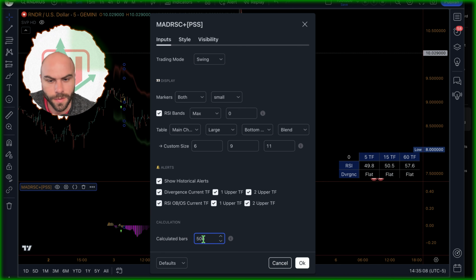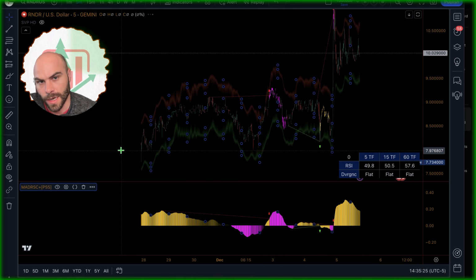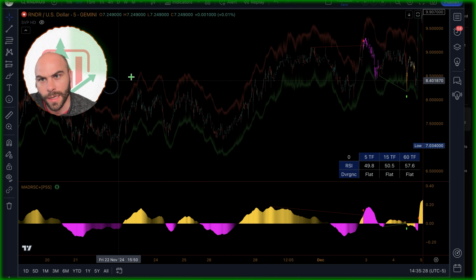At the bottom of the script, there's calculated bars. If your script is taking too much time to execute and it times out, you'll want to come down here and set this to a low value. We could set it to 10,000, so the script will run on more bars, which is fine. Okay, and now we can see it going all the way back in time.